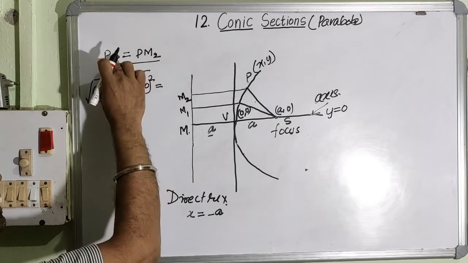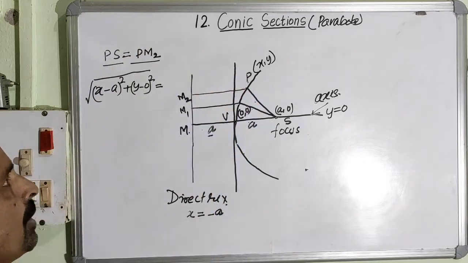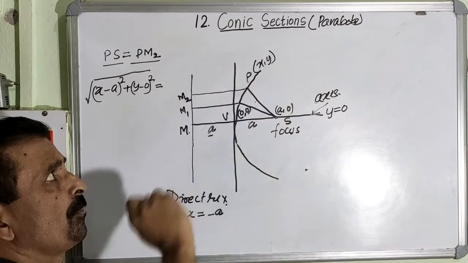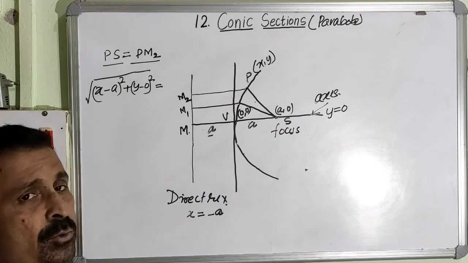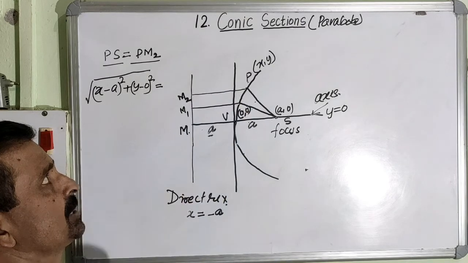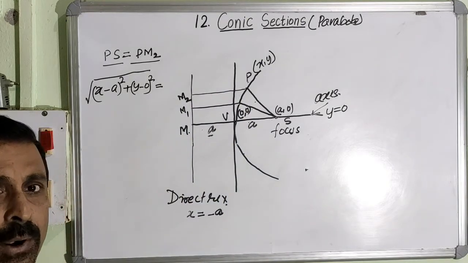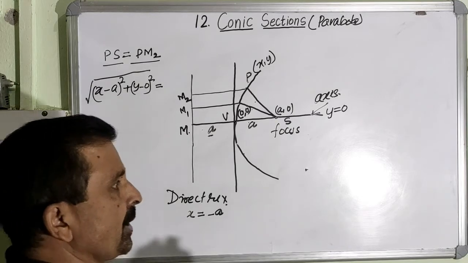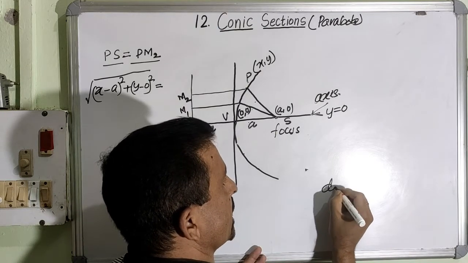Now we are trying to find the distance PM. With the distance PM, the difficulty is that we know the coordinate of P, but we don't know the coordinate of this M. So here we are not in a position to use the distance formula, right? So how can we find this distance PM? For this we will use the concept of the distance of a point from a line.